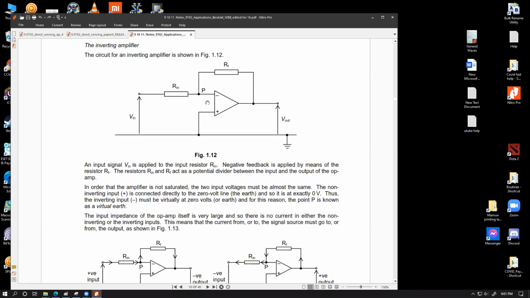So the way we say that V plus equals 0, whereas in this case V minus has to be approximately equal to 0. That's why we are naming this point P as virtual earth. It's not exactly 0, but it has to be really close to 0 to avoid saturation.